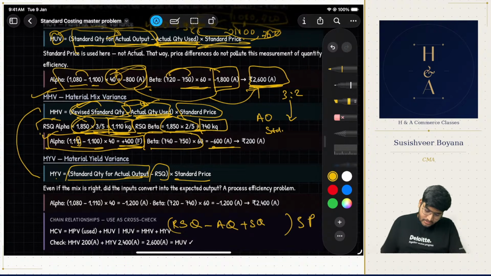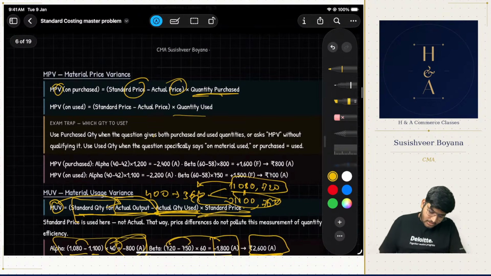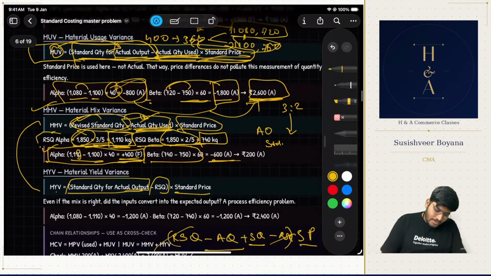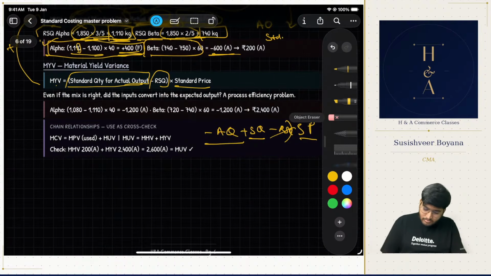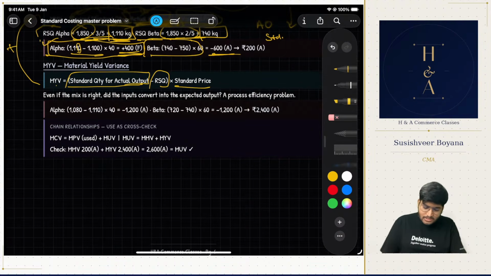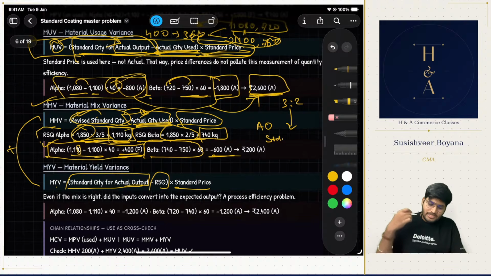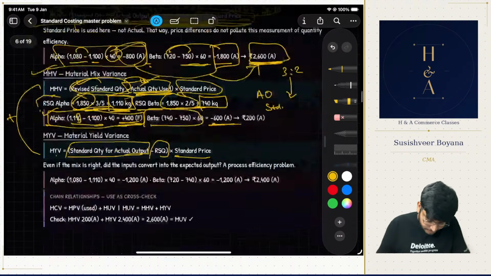Standard quantity minus RSQ. RSQ cancel. Standard quantity minus actual quantity into standard price. Is that what we are talking about for usage variance? Did we not get that when we add these two? That's the reason why material usage variance is equal to material mix variance plus material yield variance.